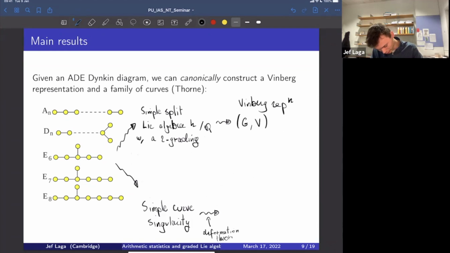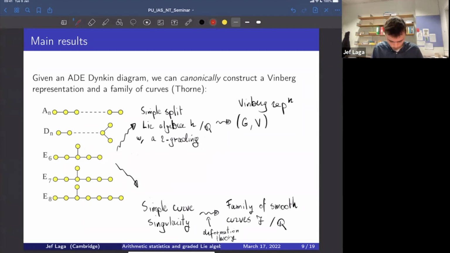is all a bit of a cartoon. I'm not being very precise here, but just to give you the idea. So using deformation theory, you get a family of smooth curves, curly F over Q.